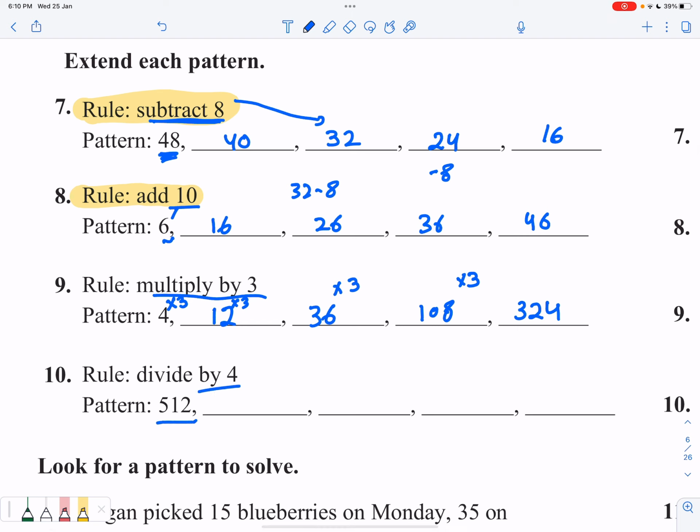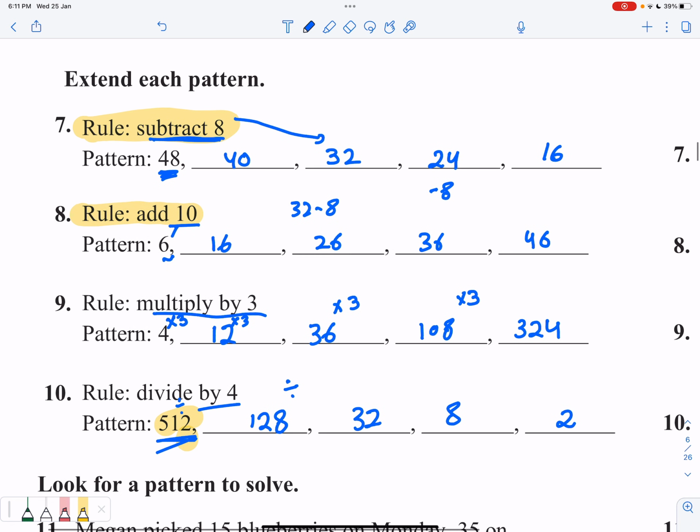The last question that we have here is to divide by 4. So here we need to each time divide by 4 to continue that pattern. So we will start with the first number that we have, which is 512. We need to divide it over 4 using long division. So 512 divided by 4, we will get 128. Then again divided by 4, we will get 32. Then 32 divided by 4, it's going to be 8. And then 8 divided by 4, it's going to be 2. So these questions are just about doing the rule that we have here.